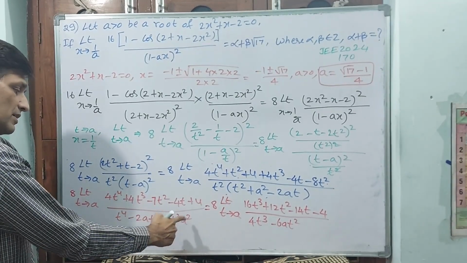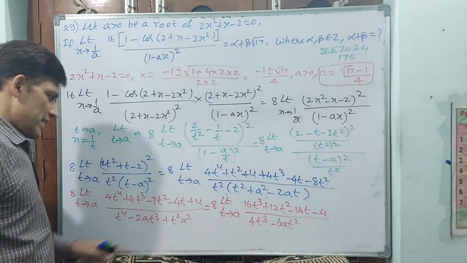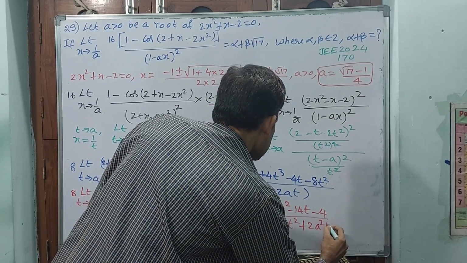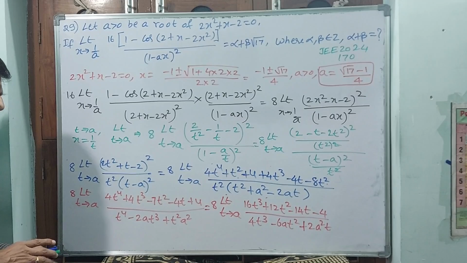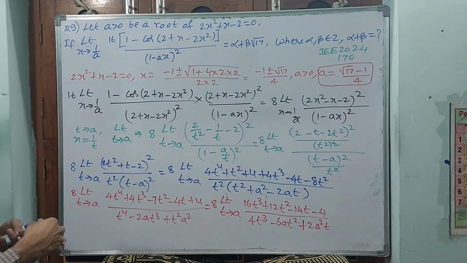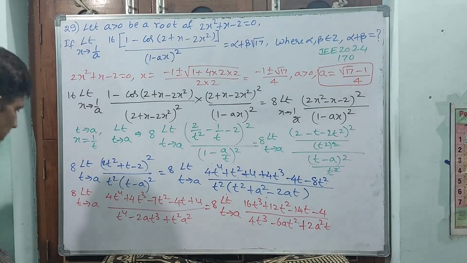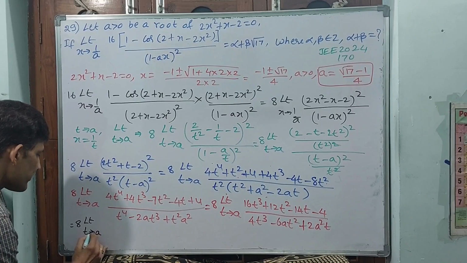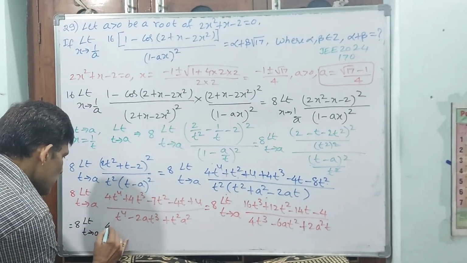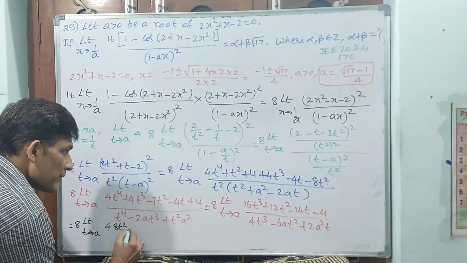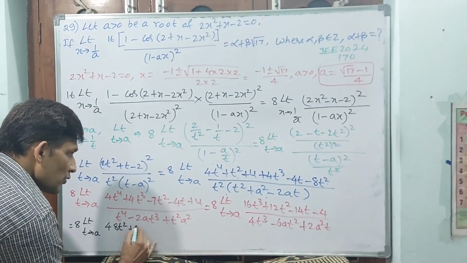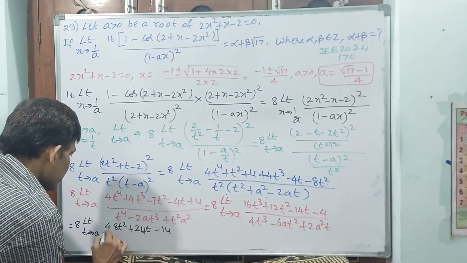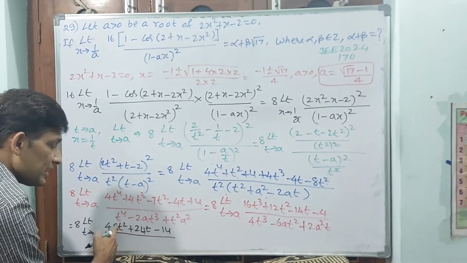Okay? Here, see 2a square t plus 2a square t. Okay? Even now, we don't give. What I am doing, once again I will do. Okay? Write down. That is equal to 8 limit t tends to a. Okay, once again if I do, numerator is 48t square plus 24t minus 14, by, why? Because the quadratic we are bringing.